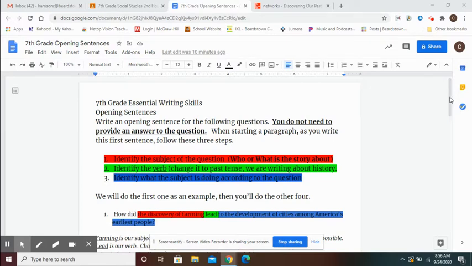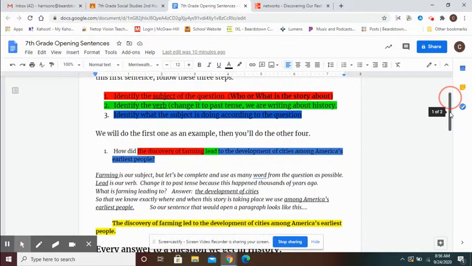So you see the first question that I have for you on the exercise in all these different colors. The question is the same question that you had on your reading and writing test last week. How did the discovery of farming lead to the development of cities among America's earliest people? So we want to take this question and we want to develop a 4 or 5 sentence paragraph as the answer. Again, you're not writing an entire paragraph this morning. All you are doing is practicing writing the first sentence that would begin the paragraph.